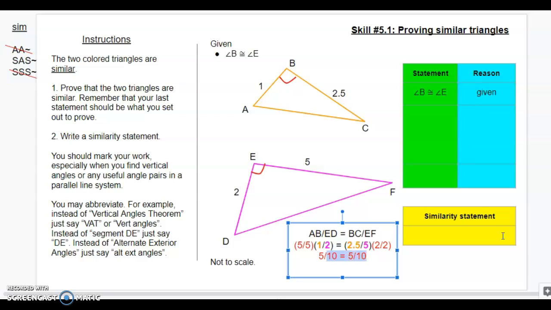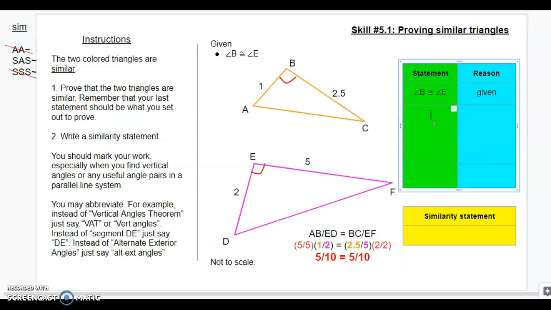Is it true that these two expressions are equal to each other? Well, it sure looks like it to me. 5 over 10 equals 5 over 10. I would like to put a little check mark there. I think I'm using enough of your patience already. We're 7 minutes in. So let's just accept that what we set out to claim is true, that the two pairs of corresponding sides are proportional.